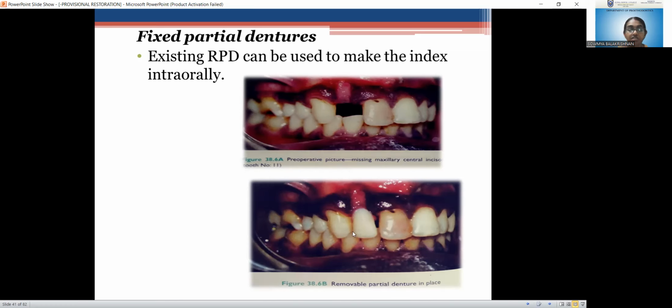But the patient is already using an RPD. So because of that reason, we can even ask the patient to insert the RPD. So you can see already this space is filled with an artificial tooth.